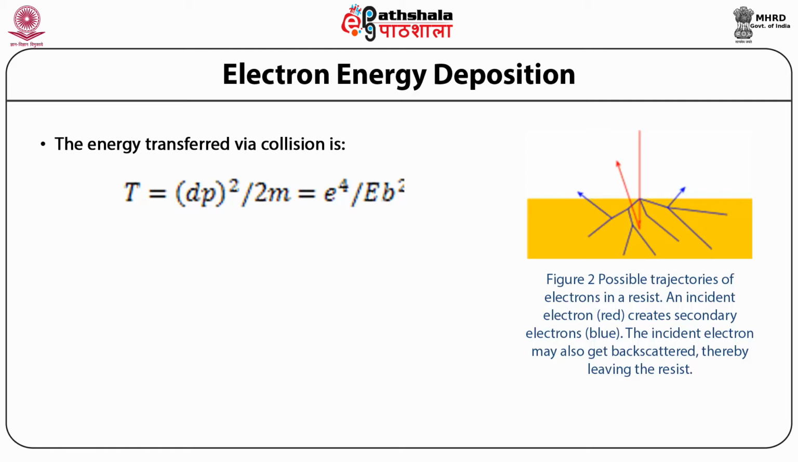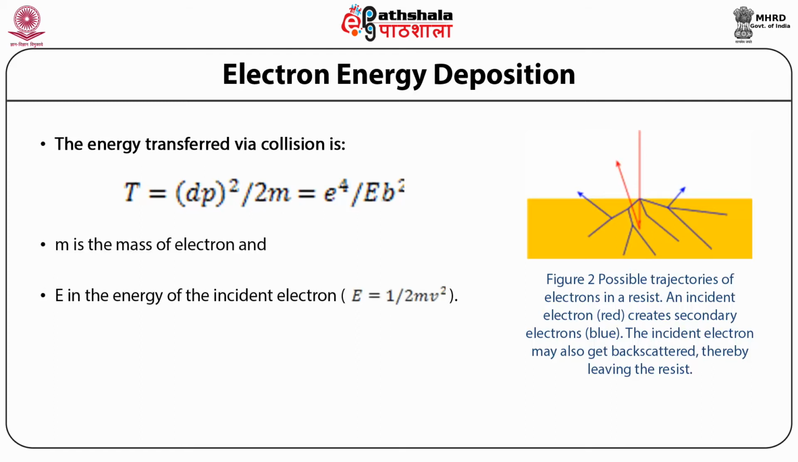This equals e raised to power 4 divided by capital E into b square. Here m is the mass of electron and capital E is the energy of the incident electron, which is given by E equals half mv square.